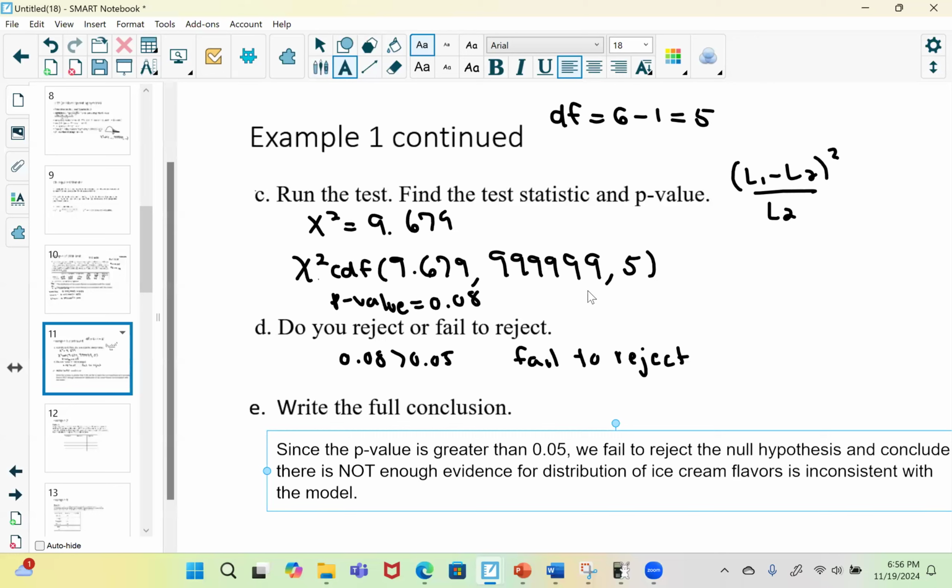We'll do similar questions in class, but review this and practice with this, because if you have an older calculator, it's definitely a lot harder to calculate these statistics.